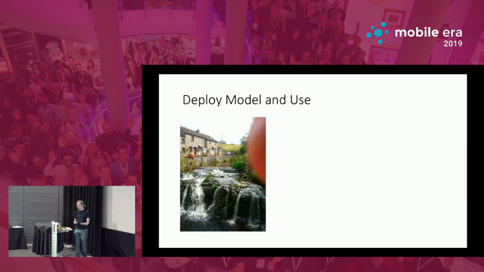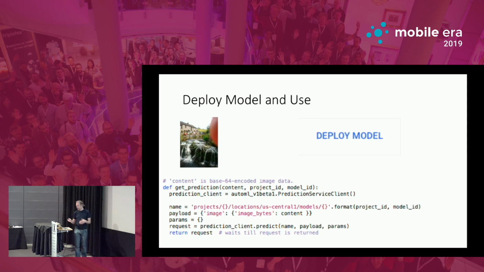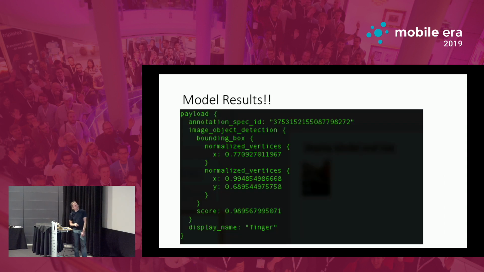So I deploy this model and I use it. You deploy the model up in the Google Cloud, you write a little bit of Python. Actually, the hardest part I had with this, walking through it, was to get all of my credentials working with Google, to be honest with you. Everything else was pretty straightforward. And I get a response back where it says, we found a finger, we're 99% sure, and here are the XY coordinates of the bounding box.